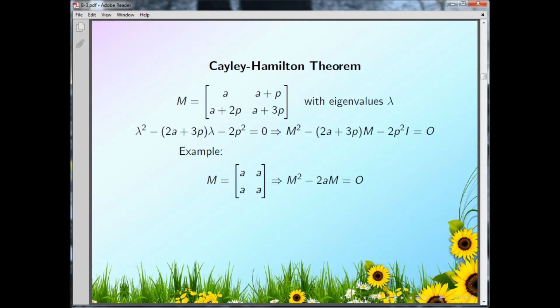The simplest example of these matrices in arithmetic progression is probably p being 0. So I put p equals 0 there, and I got this very simple matrix.